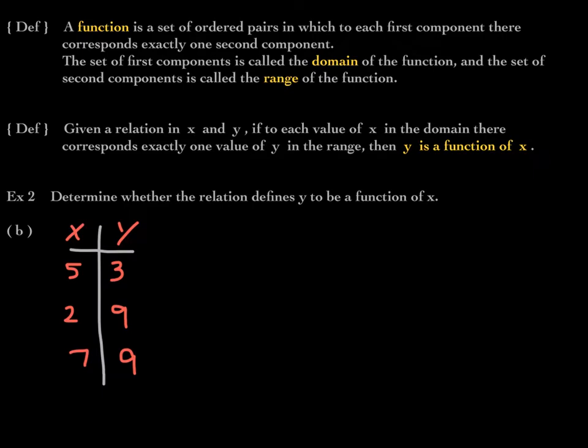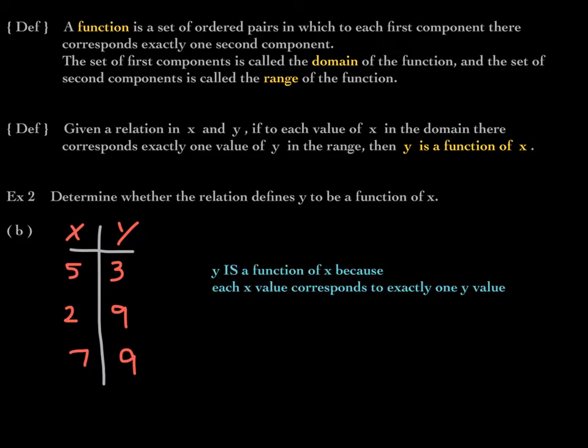So don't get confused here. I know 9 is repeating, but that's okay because 9 is a y value. 9 is a second component. 9 is a range value. These are your range values. So it's okay for range values to repeat, but for domain values, it has to be that every x goes to exactly one y. You don't see 2 going to 9 and then 2 going somewhere else. That's fine. 7 goes to 9. You don't see 7 going anywhere else other than 9, so you're good.